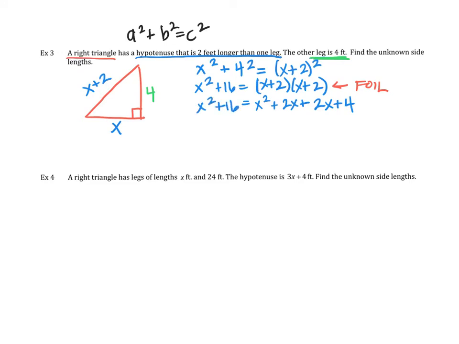Okay, now going back to Unit 8, we know that to solve quadratics, we need to get all terms on one side. So I'm first going to combine them. So I get x, or combine my like terms.